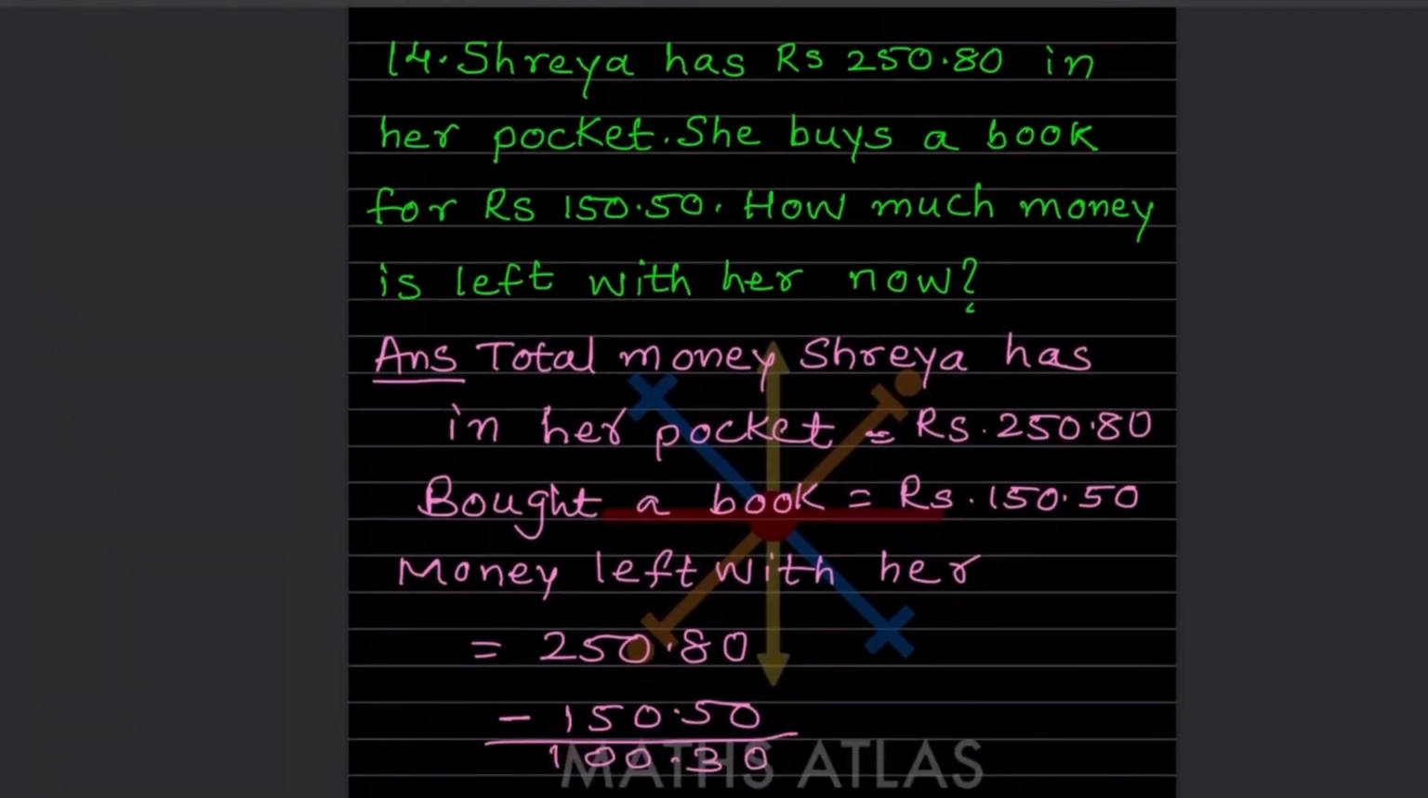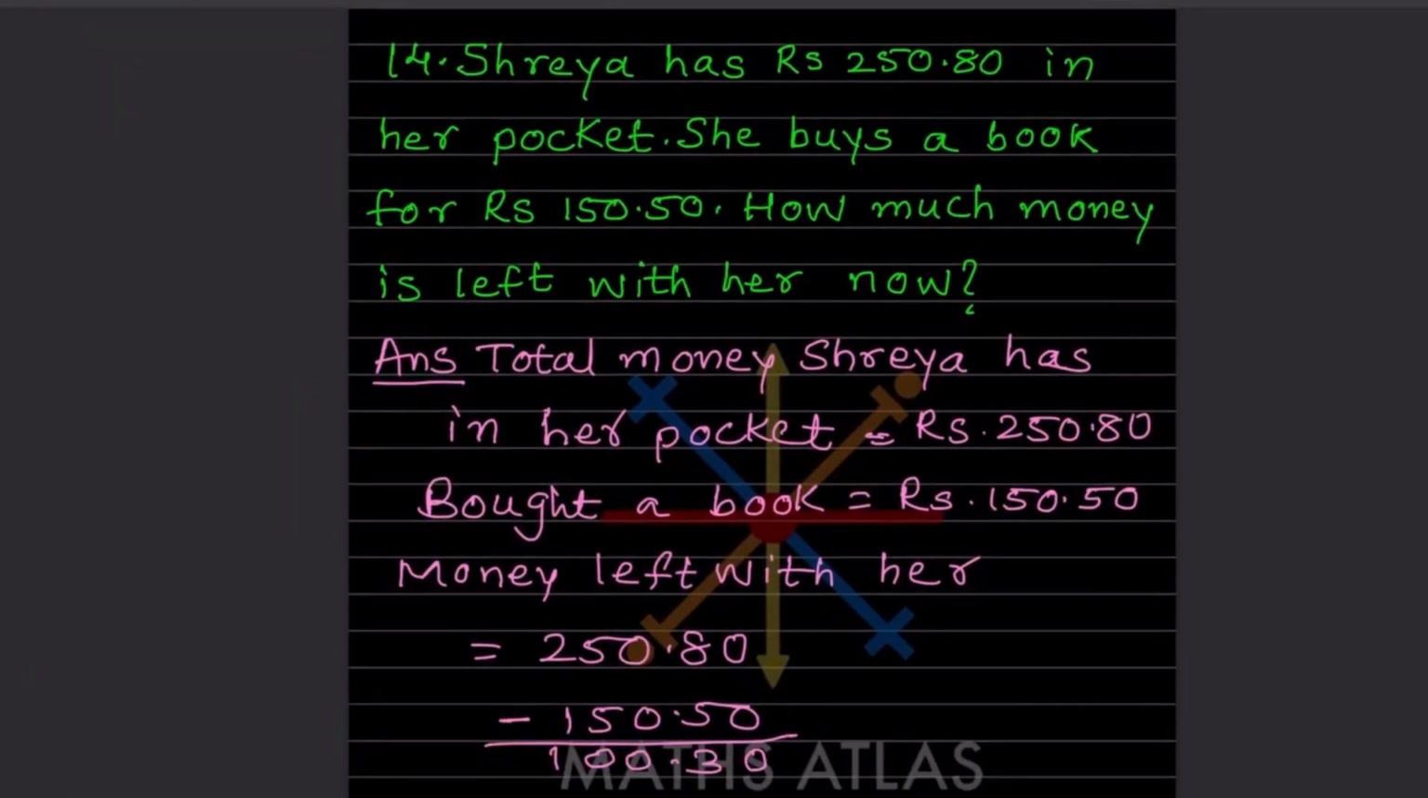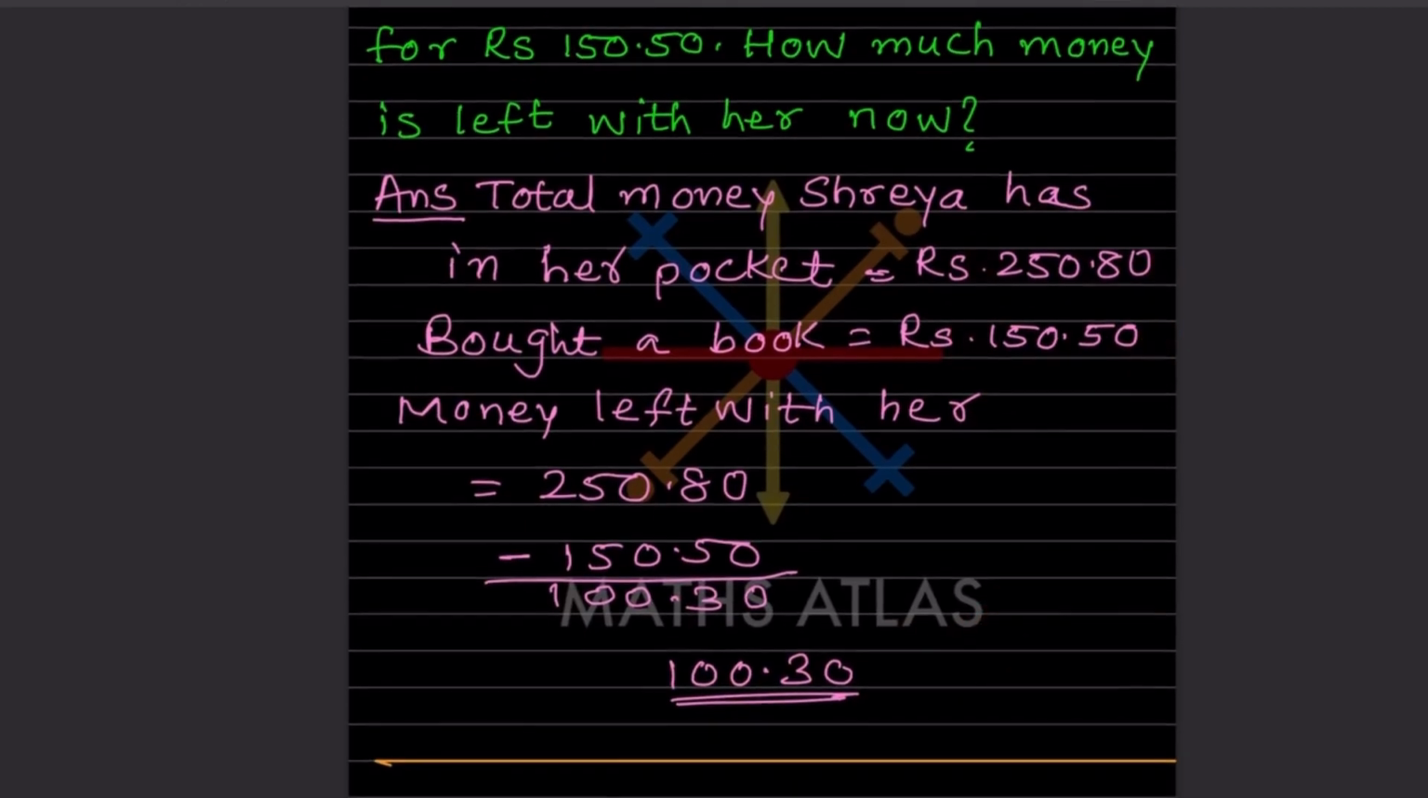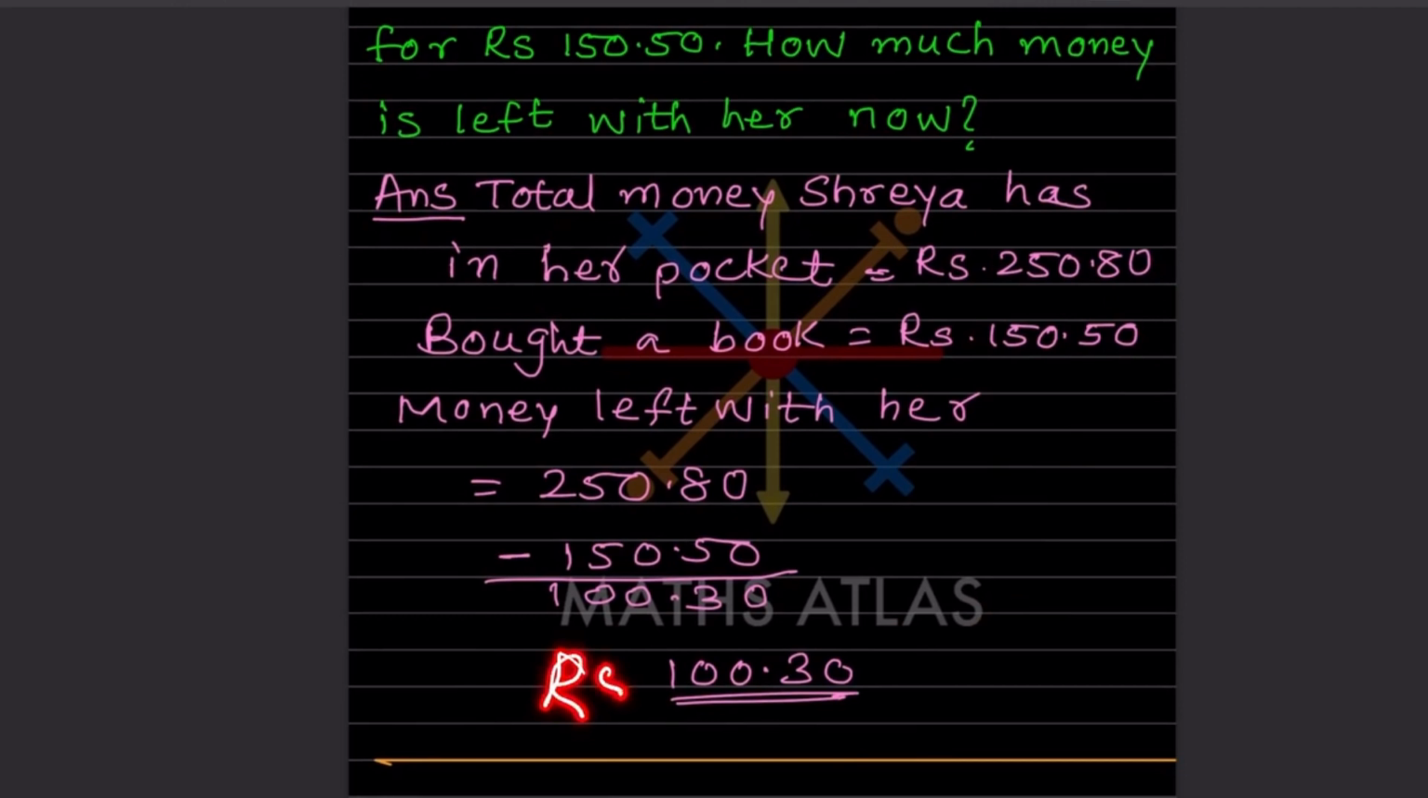Shreya had rupees 250.80 in her pocket. She buys a book for rupees 150.50. How much money is left with her now? So left means here you are going to subtract. So total money Shreya has in her pocket is how much? 250.80. Bought a book for how much? That is 150.50. Money left with her means from this you are going to subtract this one. So you can write here rupees. Okay. So the unit is very important. So you can just note down the rupees over here. Hope this is clear to you.